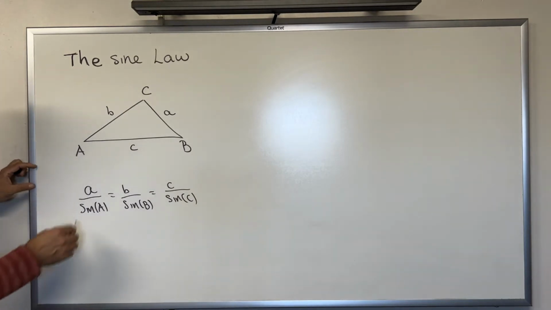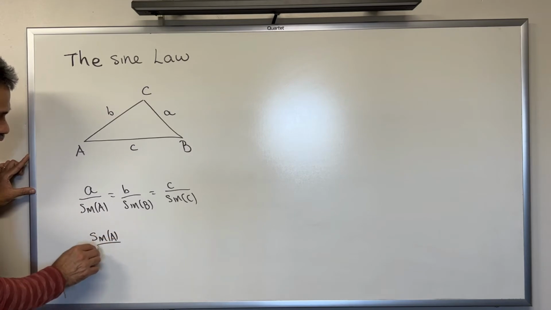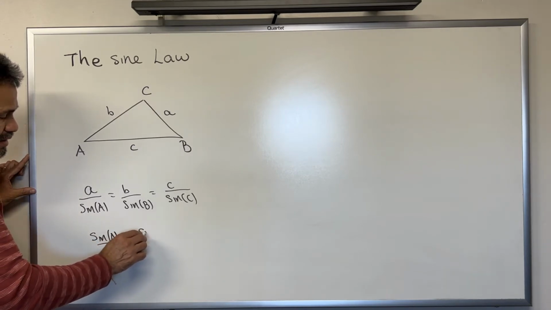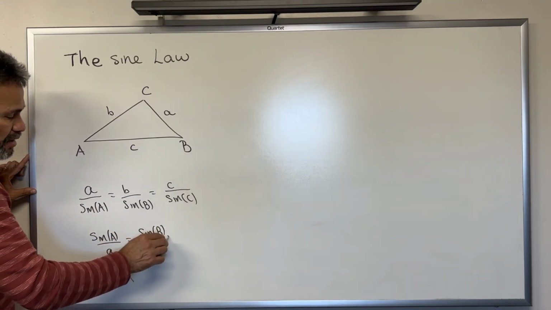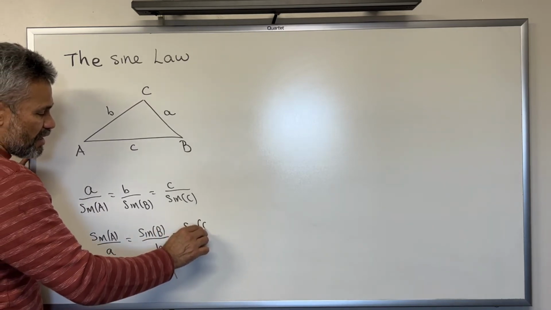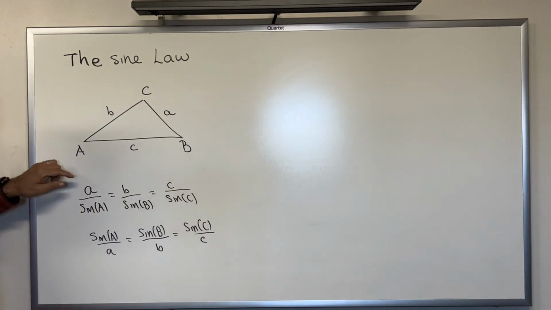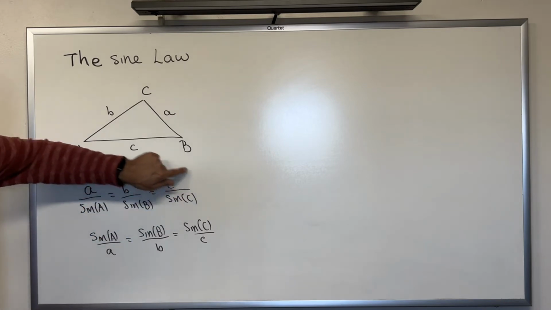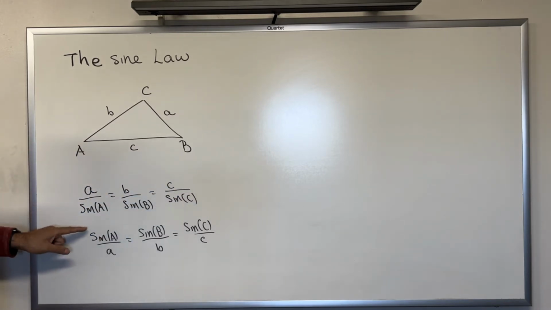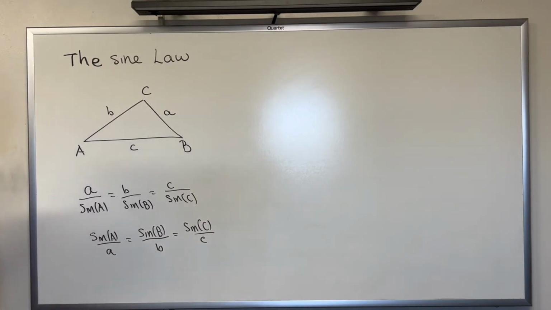We can also write this law as sine of A over a, sine of B over b, equal to sine of angle C over lowercase c. In general, if we want to find a side, we use this form of the sine law, and when we want to find an angle, we use this form of the sine law.